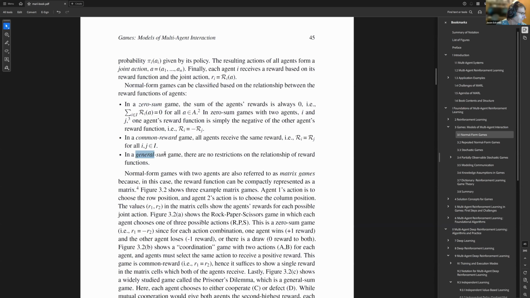And then in general, some games we have a reward signal that could be any value assigned to each agent at every step. And this will subsume both of these categories, right? Because a general sum game could also be a zero-sum game. It could also be a common reward game if the reward assigned to each agent just happens to be the same value in all states. But for the common reward game, there is just this single reward value.